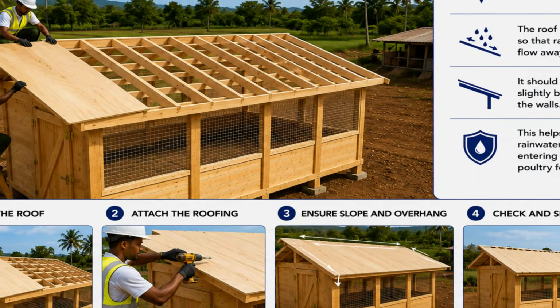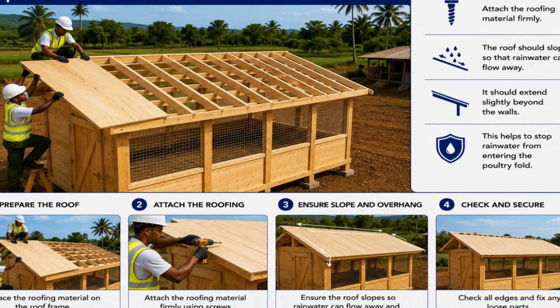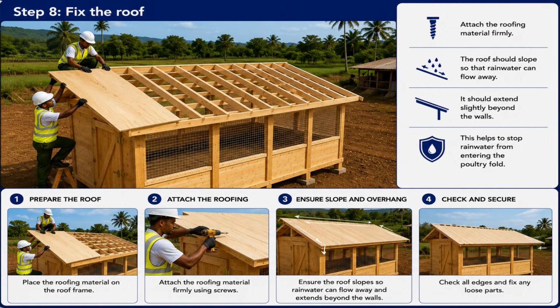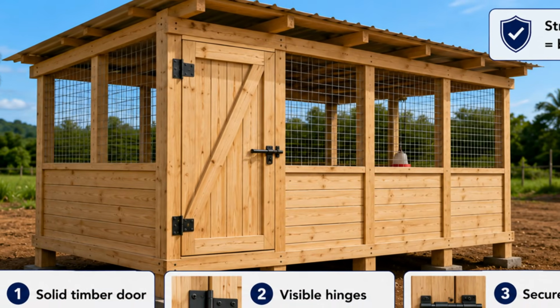And step 8, fix the roof. Now attach the roofing materials firmly. The roof should be sloping so that rainwater can flow away. It should extend slightly beyond the walls, and this will help to stop any rainwater from entering the poultry fold. That is step 8.